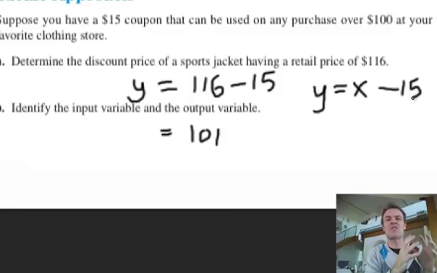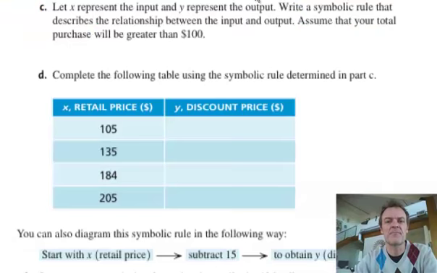Here's the price of the item. It can be anything. Let's call it X. But when I take off $15, I'll get the answer. I'm taking $15 off anything over $100. So let's look at the next sheet.